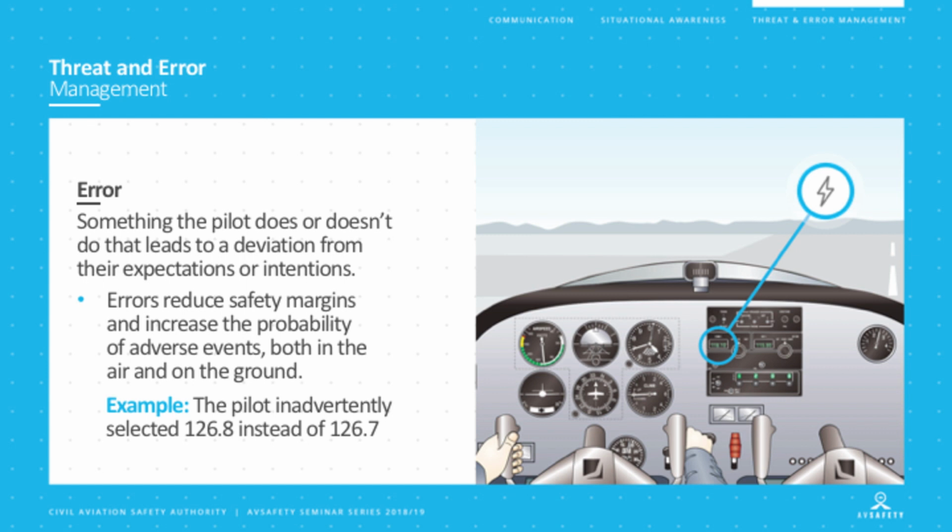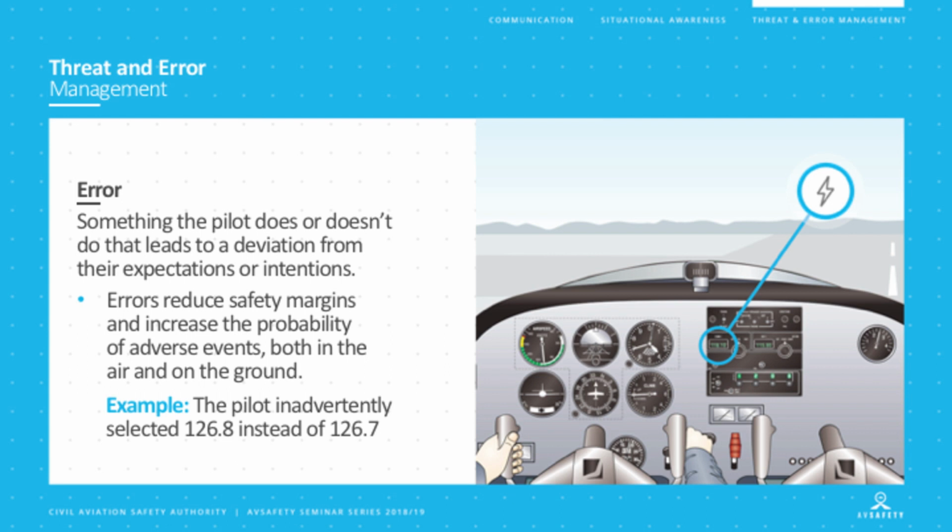An error of commission is when we do something in error. An error of omission is when we might forget to do something. For example, we forget to change a radio frequency, or we may even forget to put the landing gear down. They reduce our safety margins and they increase the probability of our aircraft entering into an adverse event.